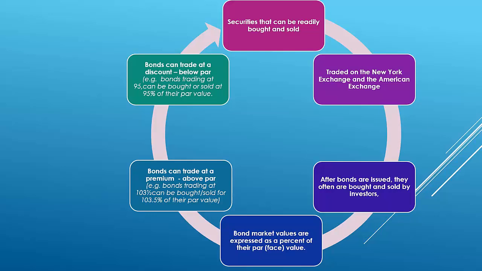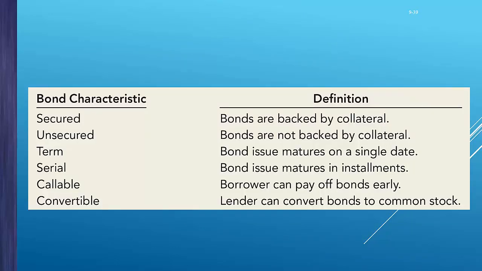So there will be different cash flows available, but they're not directly issued by the company to the individual consumer. They're just put out on the secondary market. And there are different kinds of bonds.